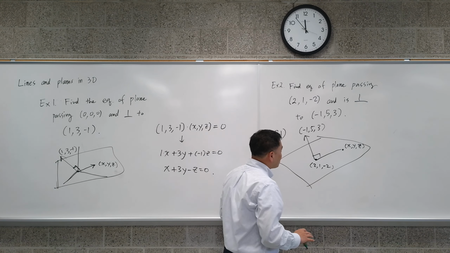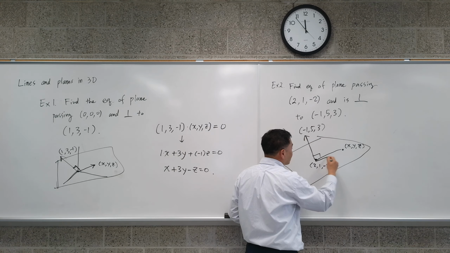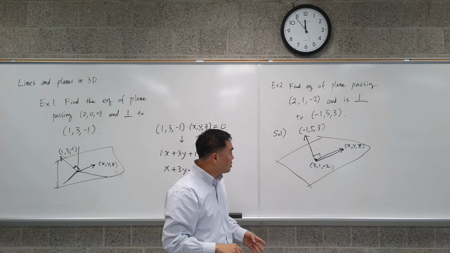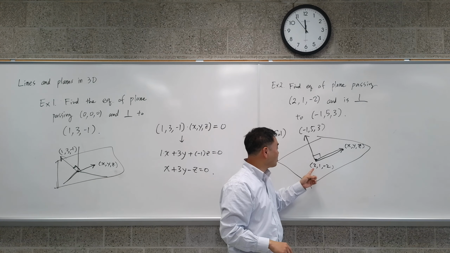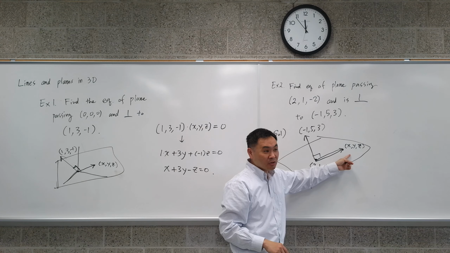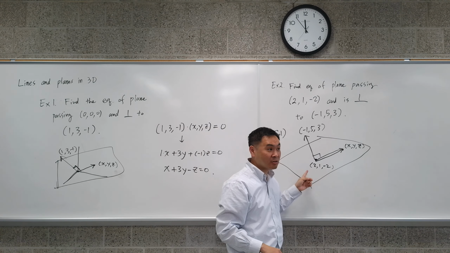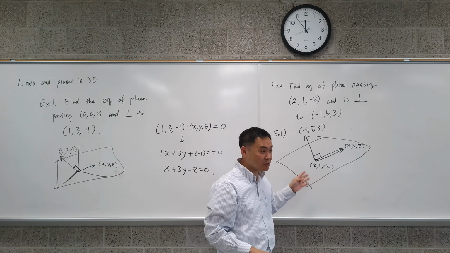Now what we have to say is that this vector, negative 1, 5, 3, and this vector are perpendicular, just from the picture. But what is this vector? To get a vector going from initial to terminal, how do you get the vector? You always have to do terminal minus initial, right? That's how you get the vector. Is that good? All right.